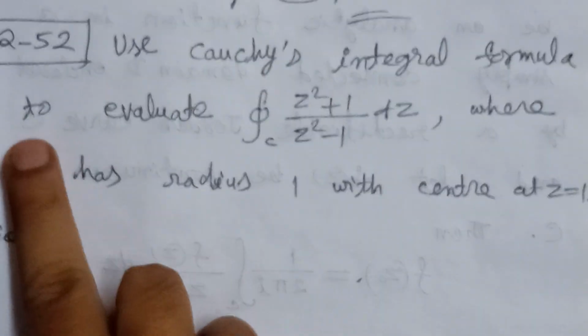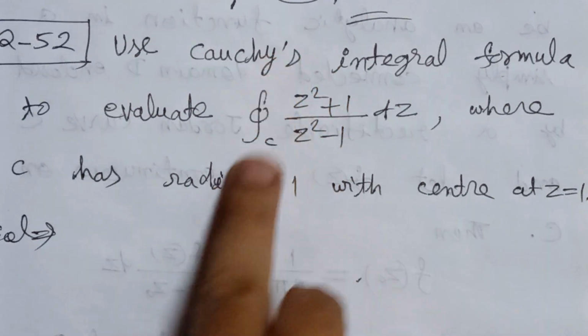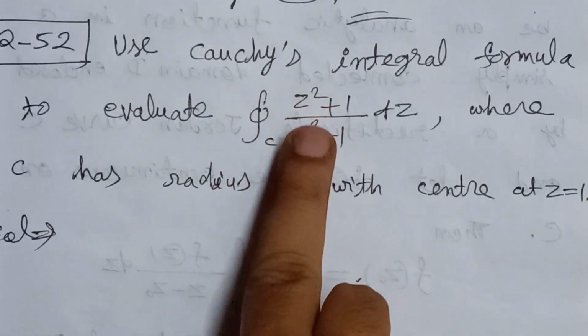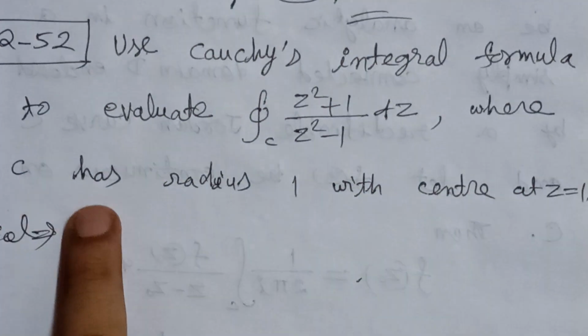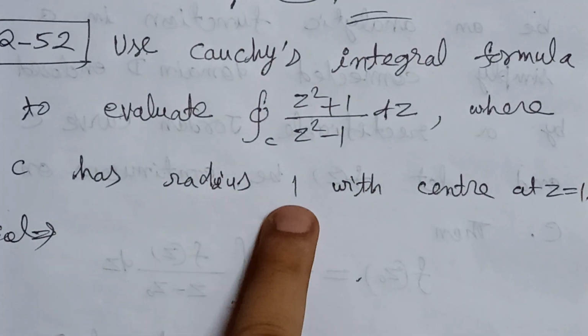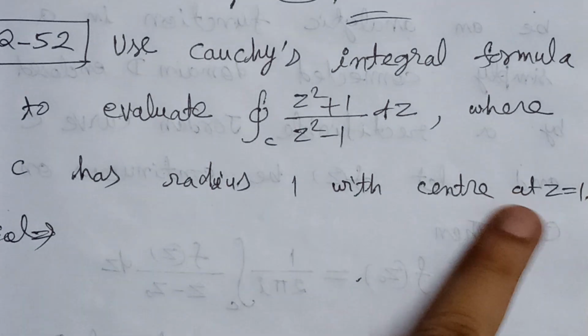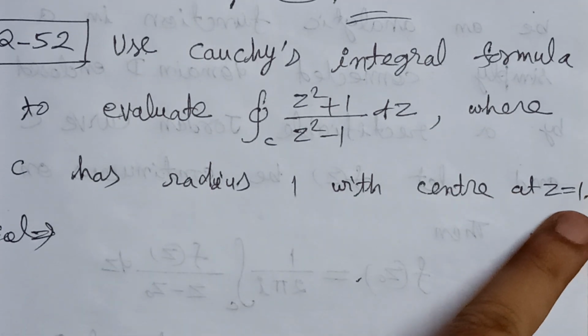Use Cauchy integral formula to evaluate the closed line integration of (z squared plus 1) upon (z squared minus 1) dz, where C has radius 1 with the center at z is equal to 1.